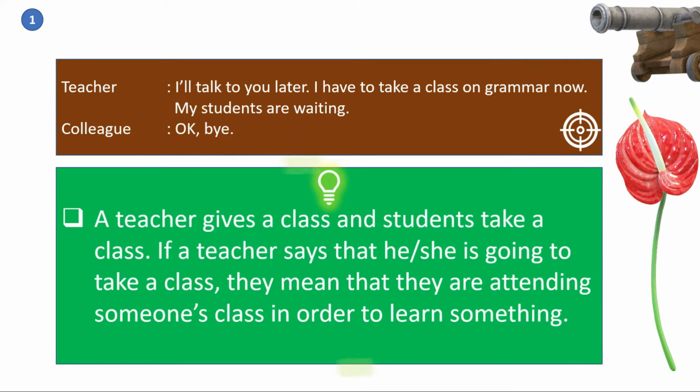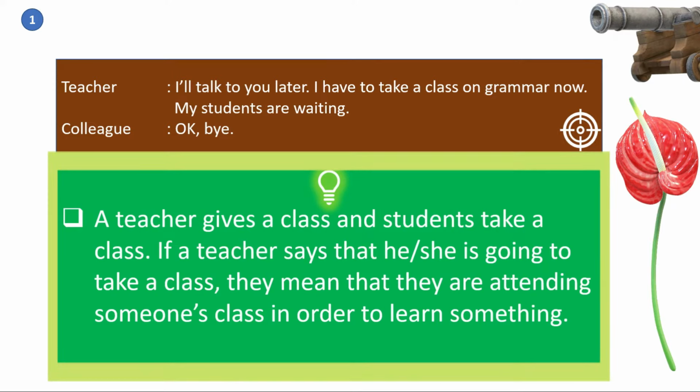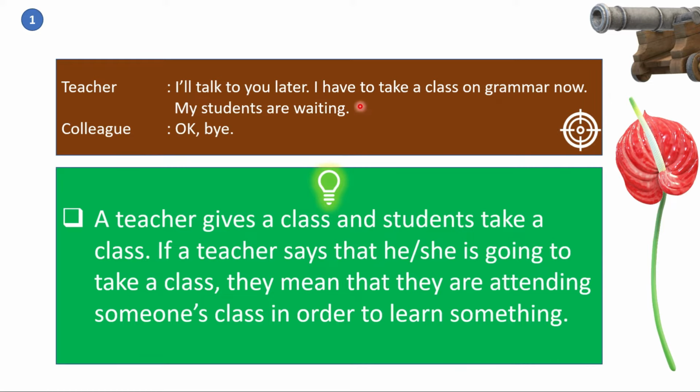If you look at these lines here, the teacher said, "I have to take a class on grammar now." A teacher gives a class and students take a class. But here the teacher said, "I have to take a class." If a teacher says that he or she is going to take a class, they mean that they are attending someone else's class in order to learn something. So when a person says, "take a class on grammar," it means that person is trying to learn something by attending some class. Teachers have to say, "I have to give a class now.